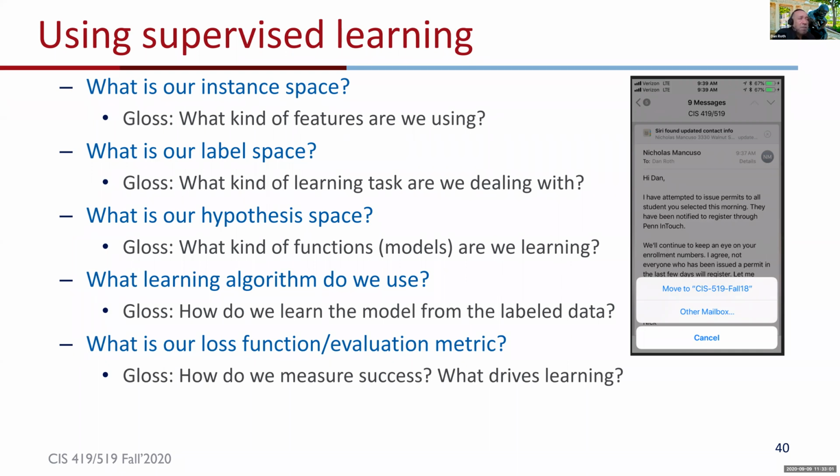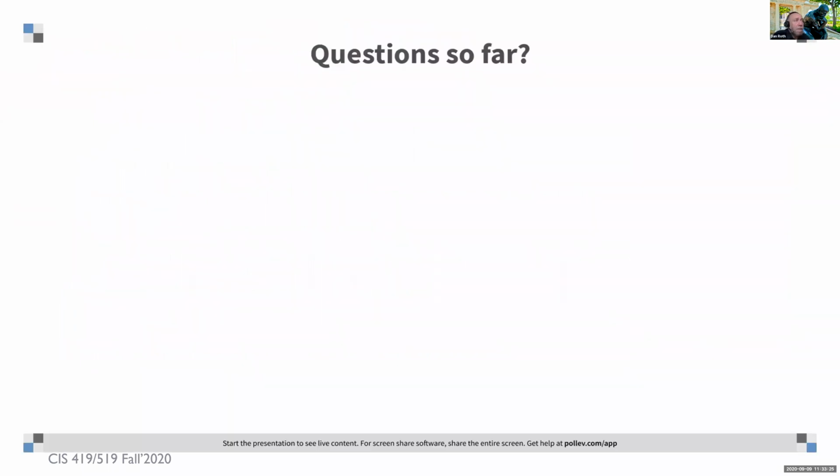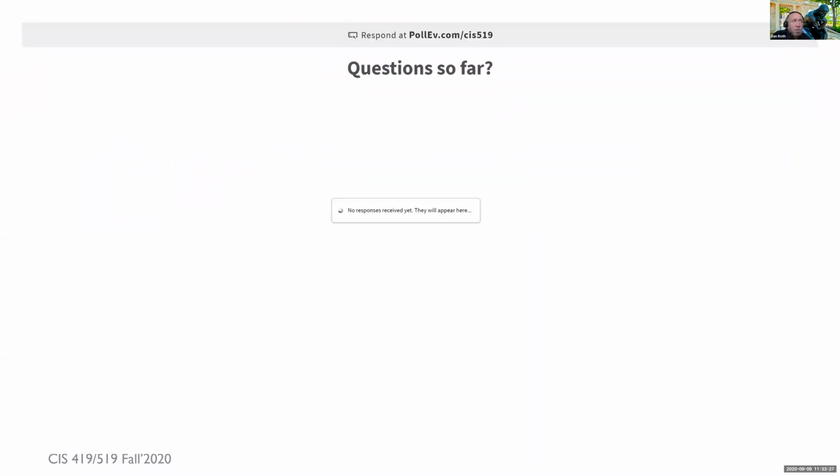So what is the space of functions that our algorithm is going to consider? And what learning algorithm are we going to use to choose the function? And how do we decide whether we are doing well or not? How do we measure success? And what drives learning? This is going to be the notion of a loss function that we're going to introduce. So, questions so far?